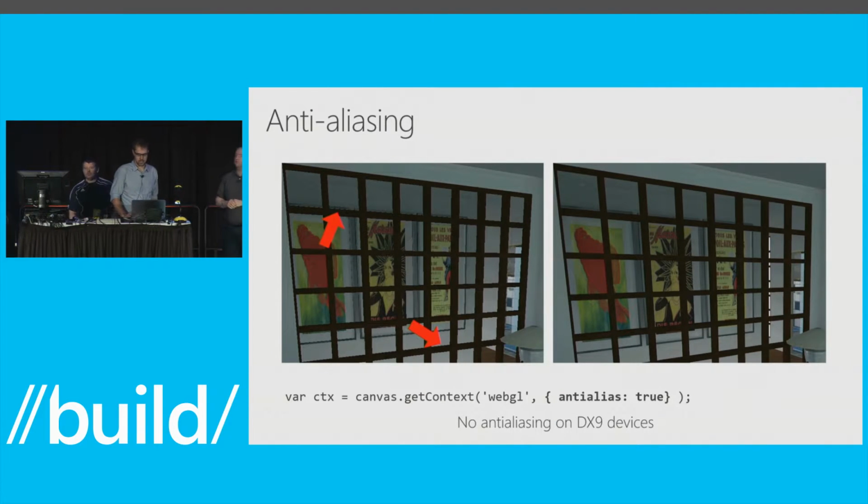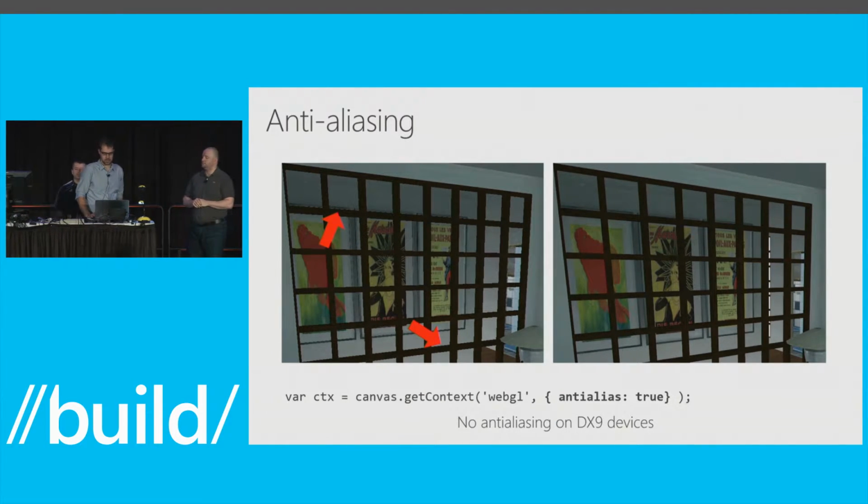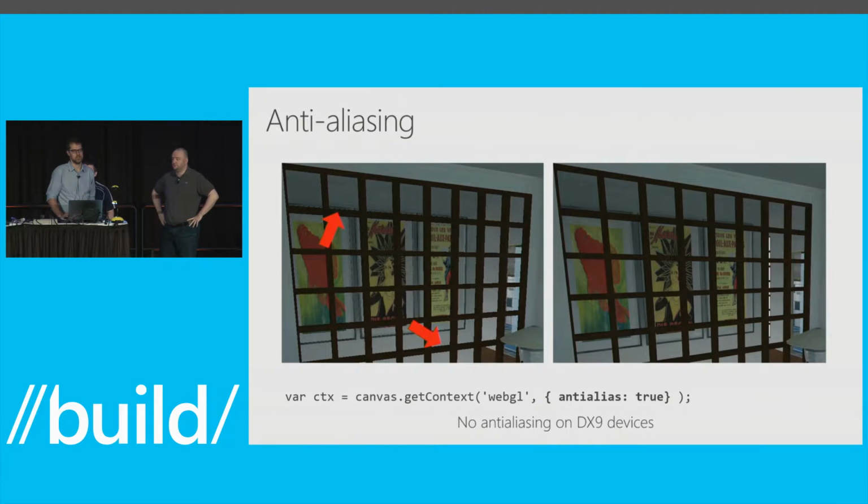So very easy. There is no WebGL anti-aliasing, unfortunately, on DX9 devices. So ARM tablets and phones, you do not get anti-aliasing due to some perf concerns. But on DX10 and above, it's available. You can just set the anti-alias flag in all your content, and we will either enable it for you or not, depending on which device you're on.